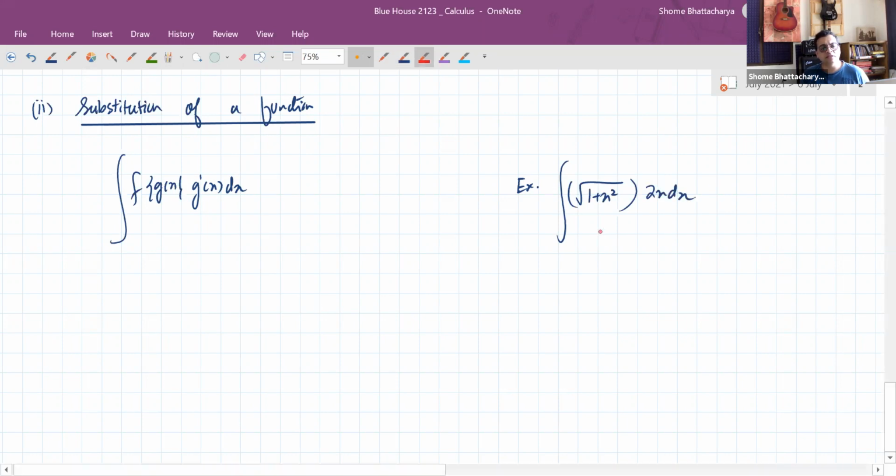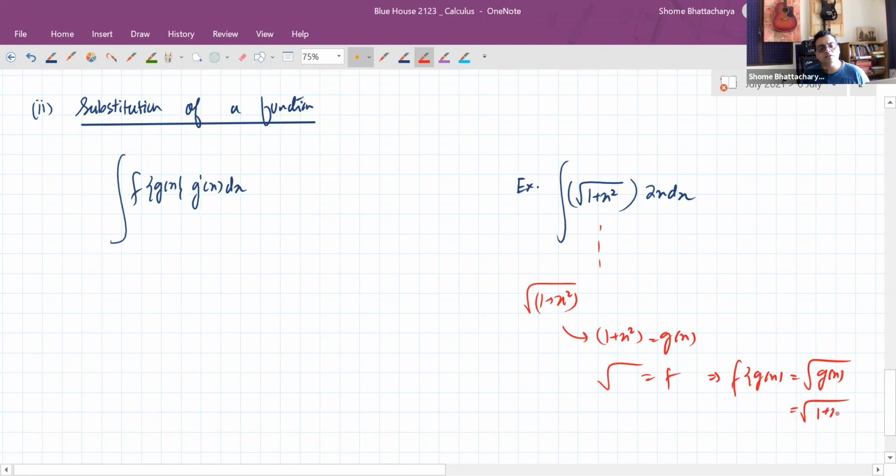Okay. So you can see that in this square root of 1 plus x square, you can take 1 plus x square as g, and you can take square root as f. So f of gx is square root of gx, which is square root of 1 plus x square. If we have taken this as g, then g prime x is differentiation of 1 plus x square, which is 2x. Okay. So if we have a situation like this, then we use this technique.